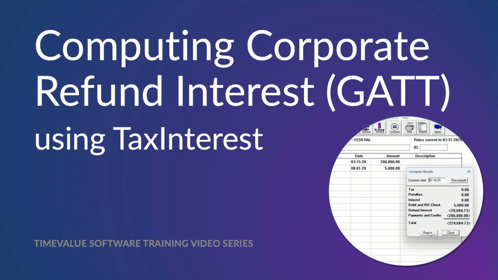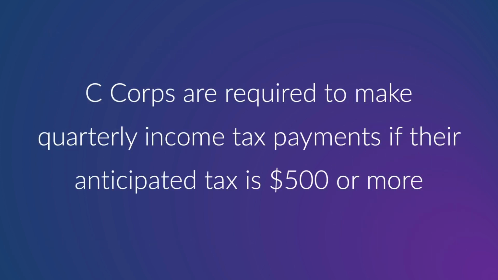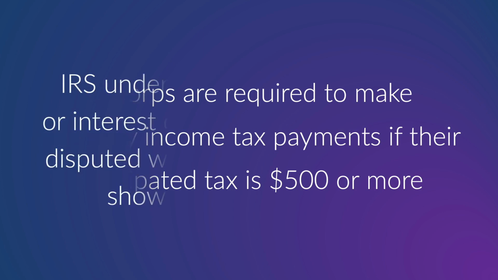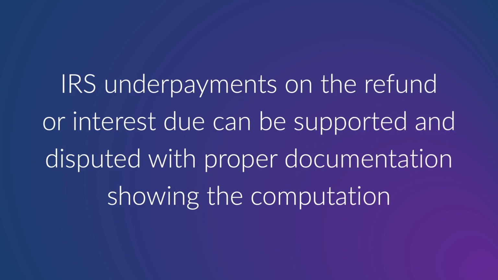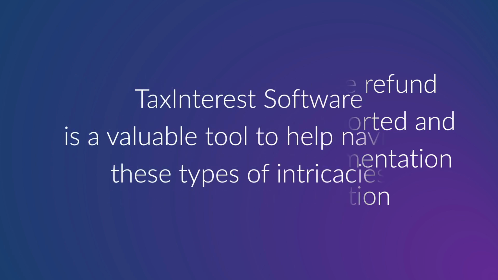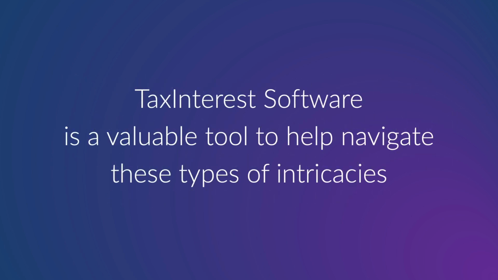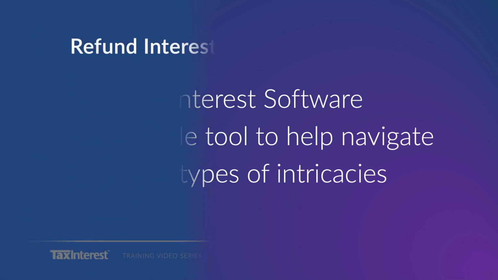Our topic today is computing corporate refund interest using TaxInterest software. C corporations, commonly known as C Corps, are required to make quarterly income tax payments directly to the IRS if their anticipated tax is $500 or more. If the corporation paid more than necessary and the IRS underpaid their refund, interest may be due. It can be supported and disputed with proper documentation showing the computation. TaxInterest is a valuable tool to help navigate these types of intricacies.